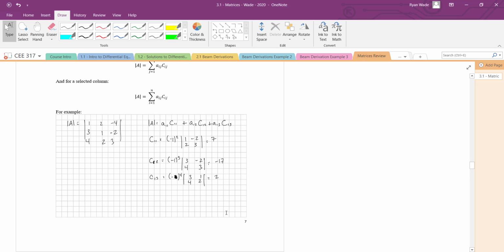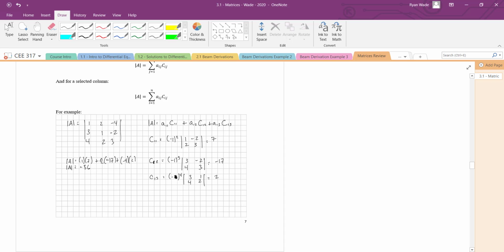So the determinant of A along that column, A1,1, is going to be 1 times 7 plus 2 times negative 17 plus negative 4 times 2. And that's going to be equal to negative 36.